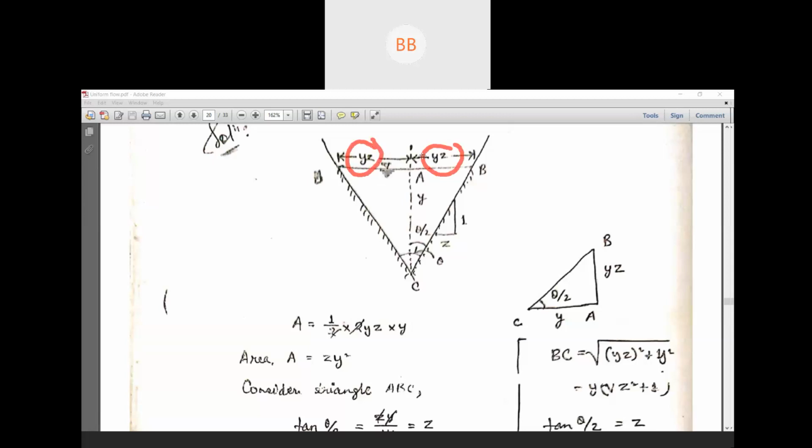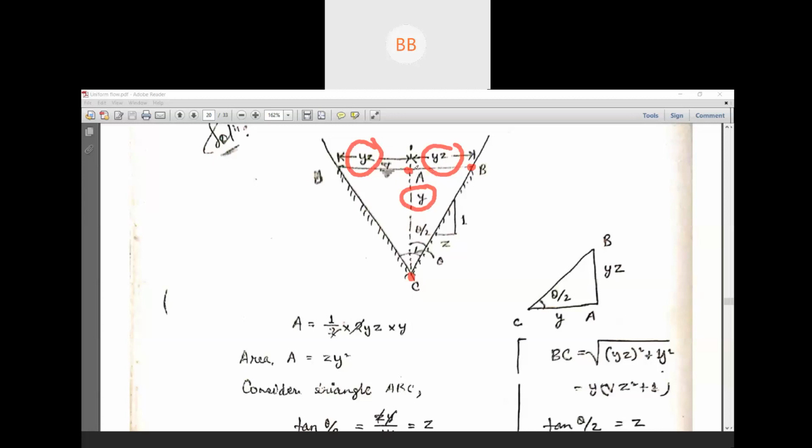These things we have already discussed. We have marked this point as A and this point as B, and the bottom of the channel is C. A, B, and C. And we all know this is a right angle triangle. The depth of flow we have considered y.